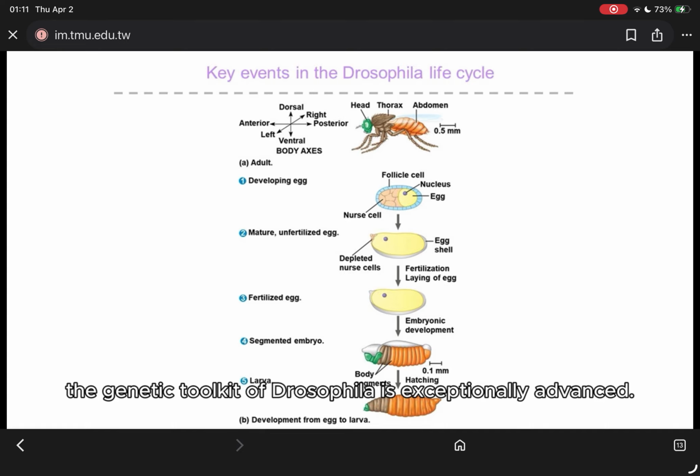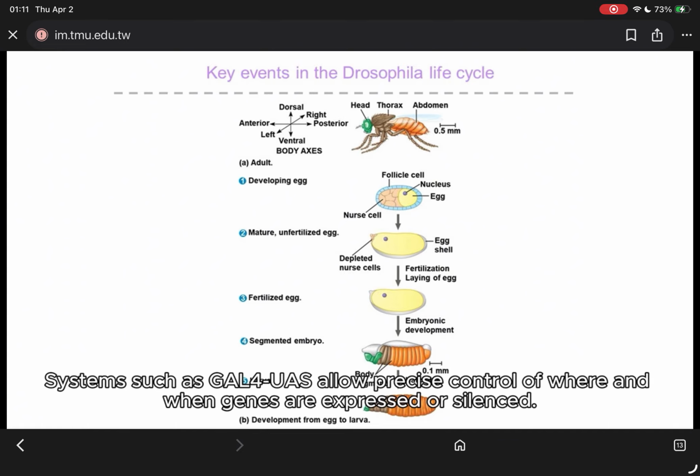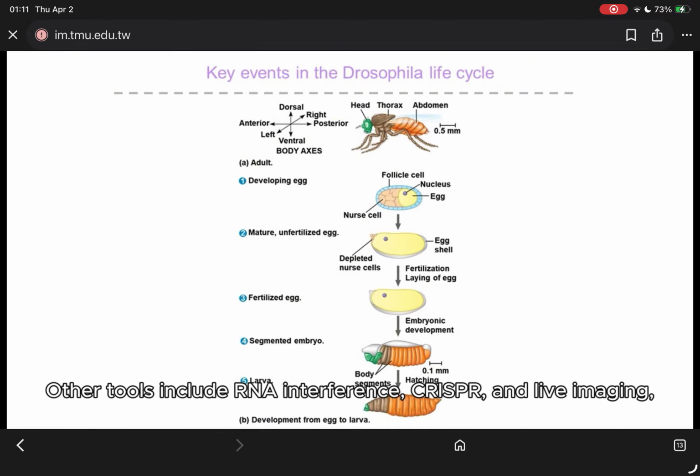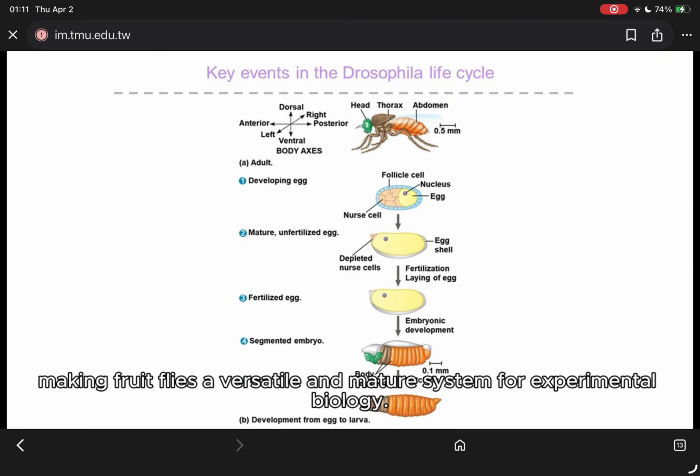Additionally, the genetic toolkit of Drosophila is exceptionally advanced. Systems such as Gal4 UAS allow precise control of where and when genes are expressed or silenced. Other tools include RNA interference, CRISPR, and live imaging, making fruit flies a versatile and mature system for experimental biology.